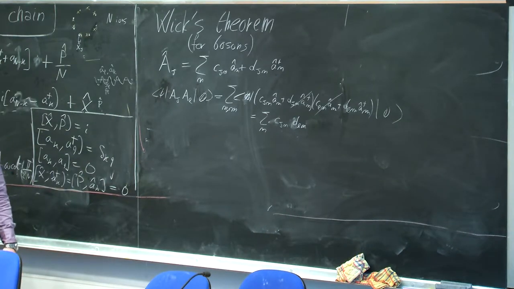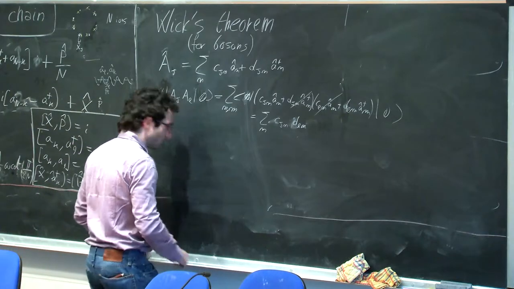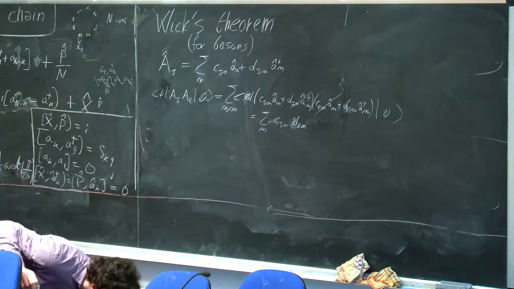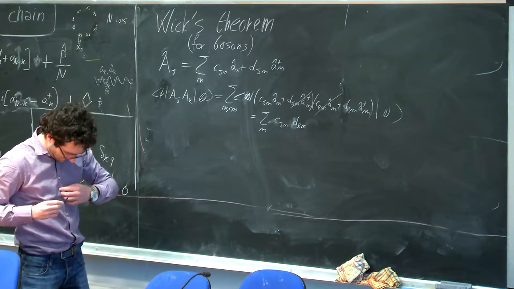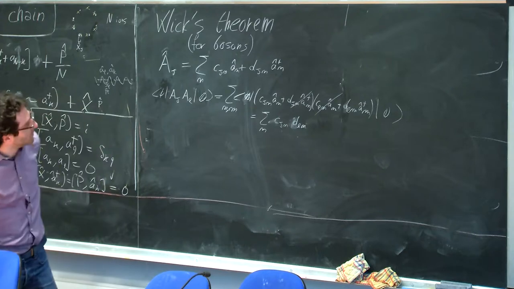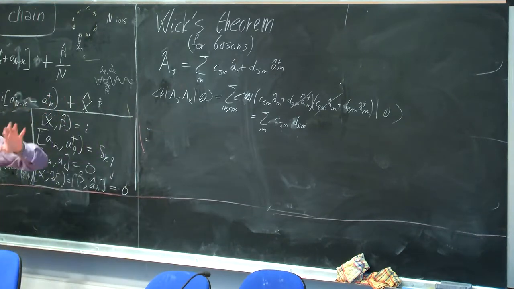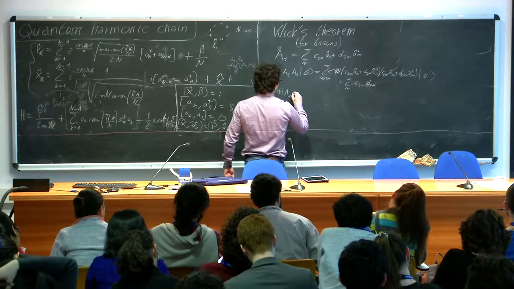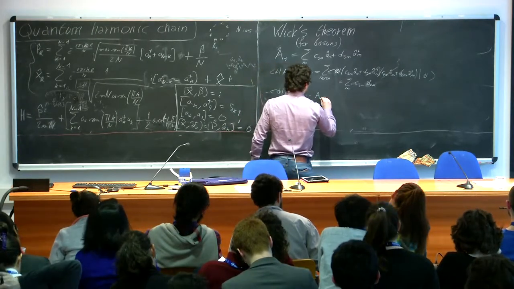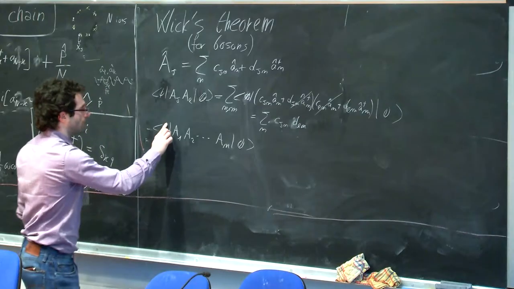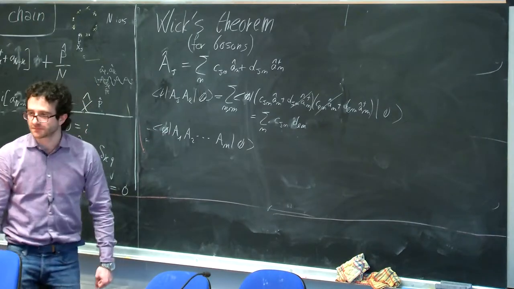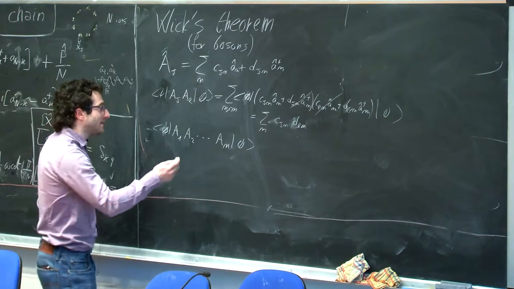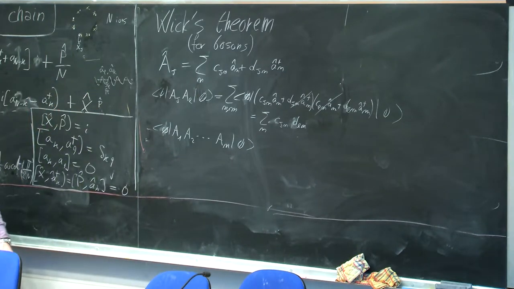But now, okay, we are more ambitious. I would like to compute a generic product of A operators. So it's kind of very complicated. You can have A1, A2, and so on, until AN. In principle, this is a lot of work that you have to do. But now, there are some simple rules that you can immediately see.